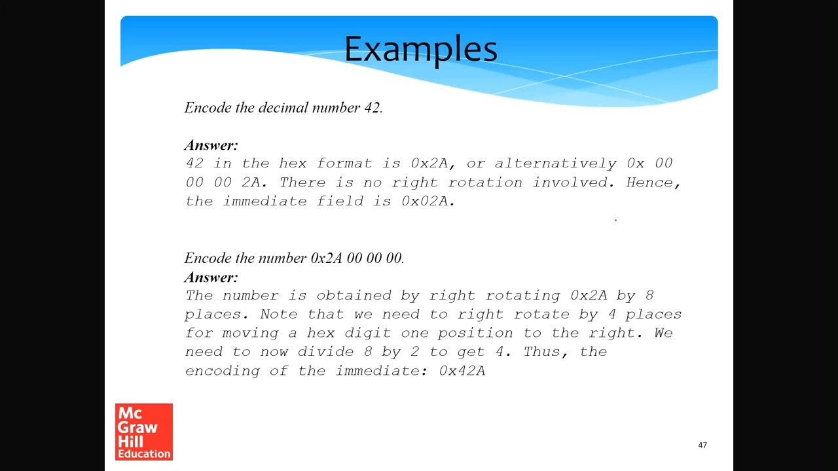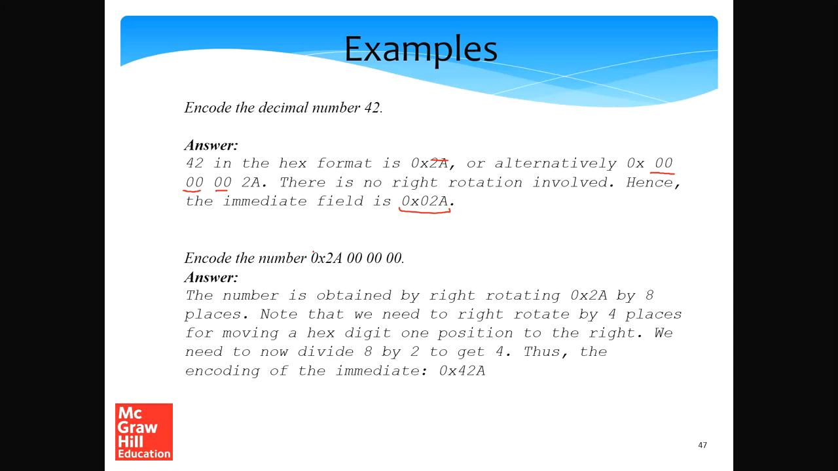So let's look at some examples. Encode the decimal number, let's say 42. 42 in the hex format is 0x2a, 2 times 16 plus 10. Alternatively, if I want to make it a 32-bit quantity, we can put 3 bytes before it, all zeros. Since there is no right rotation involved, the immediate field is 0x02a.